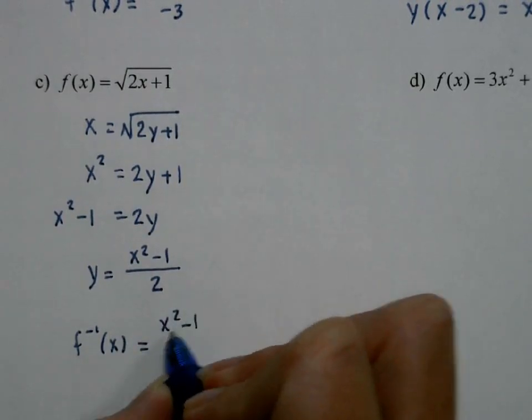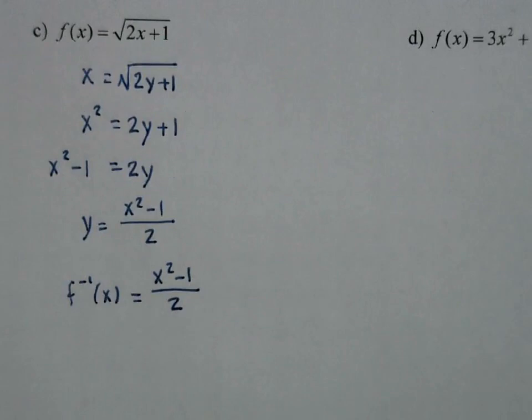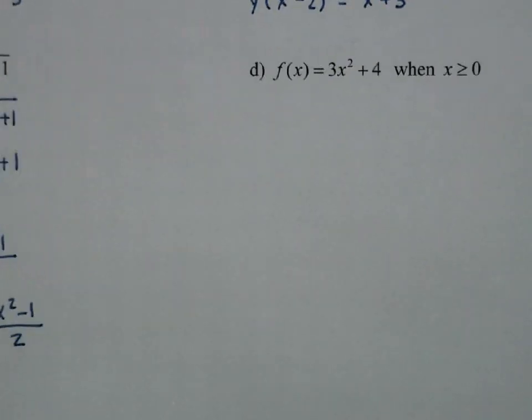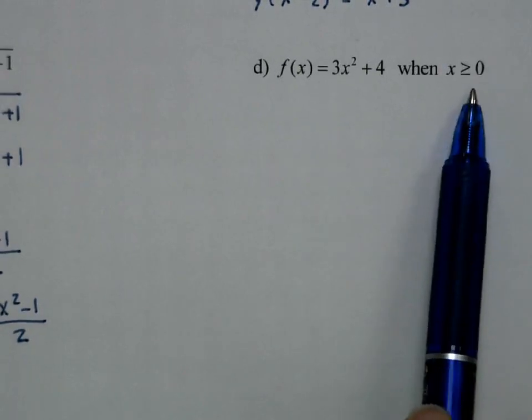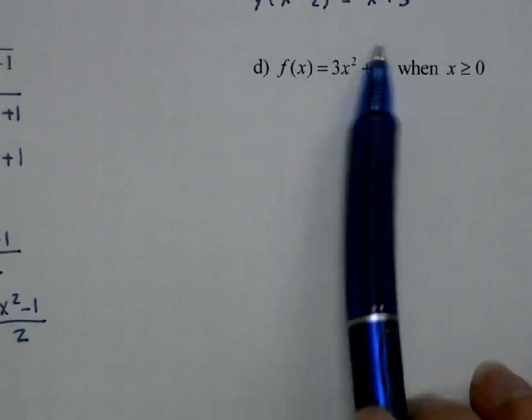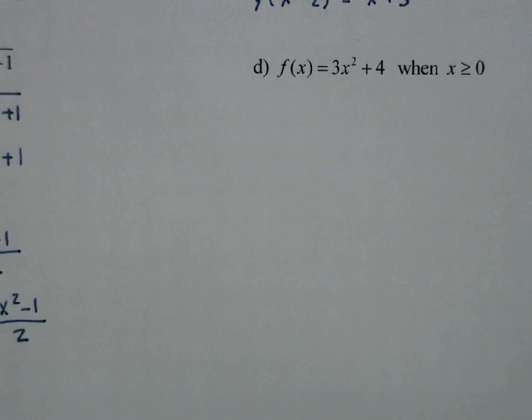The last one, we do have to have a restriction on the domain because this doesn't pass the horizontal line test. It's a parabola, so when I invert it, it's not going to give me a function. But if I restrict the domain, then we will have an inverse function.